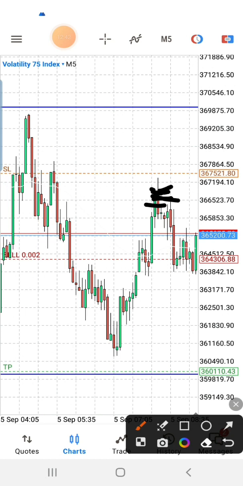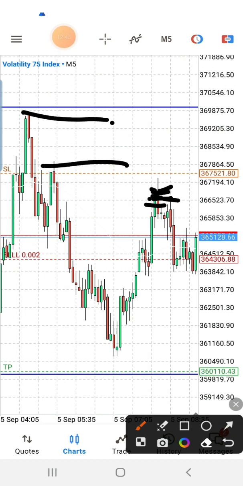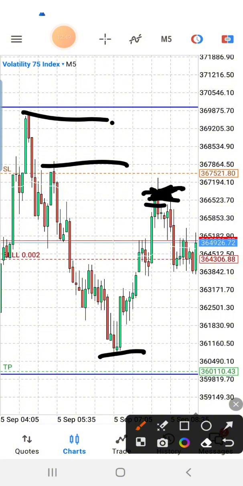Once the price couldn't break this high or this high, I'll make my entry, because this one has shown me the bearish power. This one has shown me another point that the price is now creating a lower high. Then I should make entry here. My stop loss should be here or here.